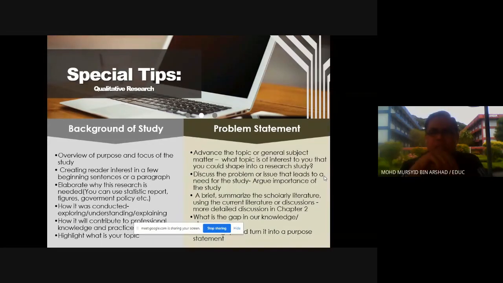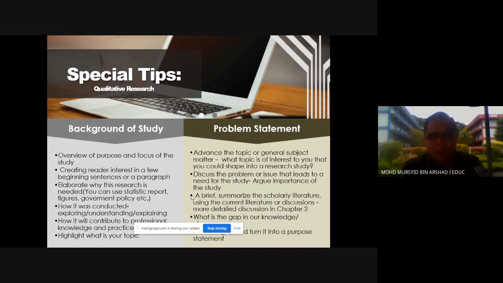All right. So in this part, you need to discuss the problem that leads to the need for the study. You argue the importance of the study. And remember, in this problem statement, you can briefly summarize the scholarly literature. It is like the gist of chapter 2. Chapter 2 is the detailed discussion of the information. However, you put the gist here.